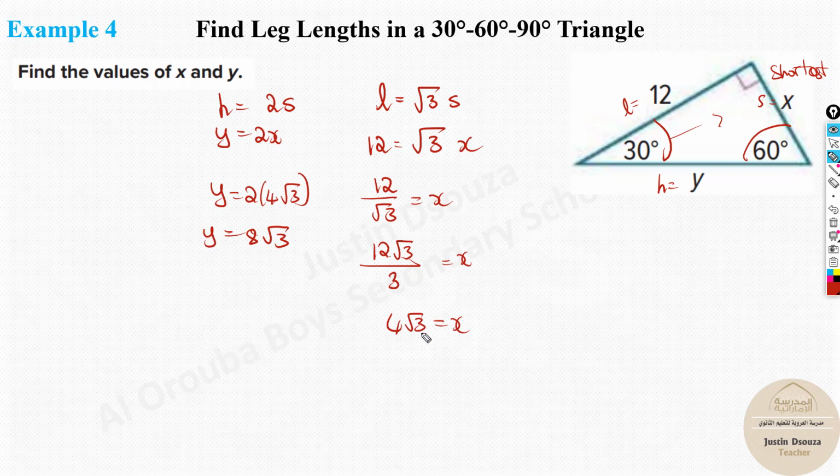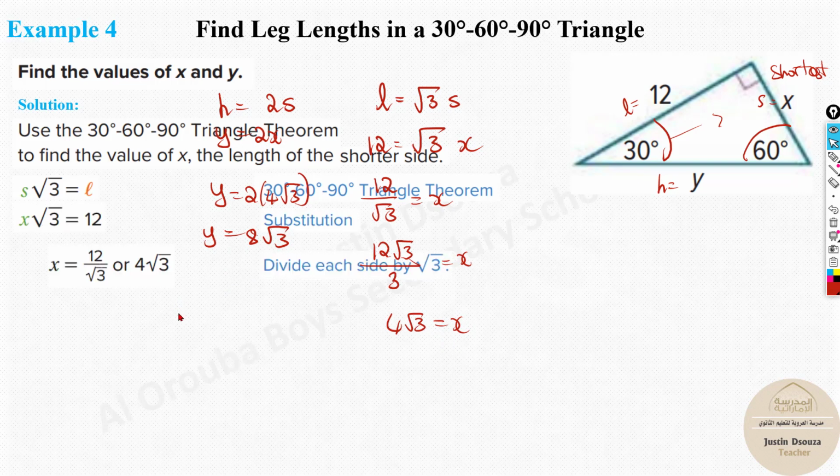The shortest distance is 4 root 3, that is the X value, whereas the hypotenuse is 2 times the shortest distance, so it's 8 root 3. That is 12 root 3 or 4 root 3, any one is the correct option.